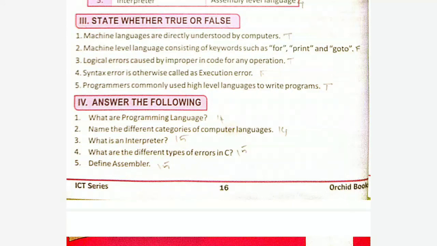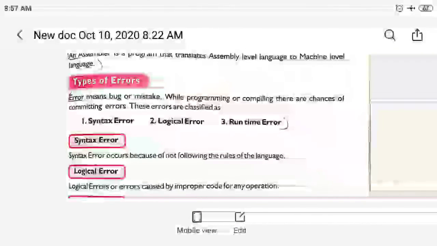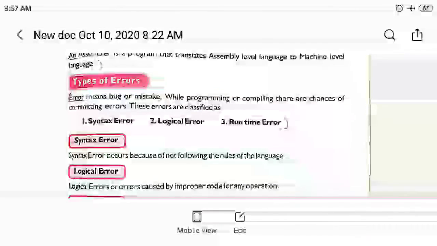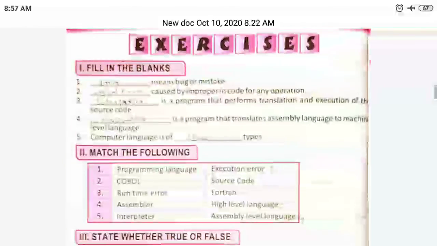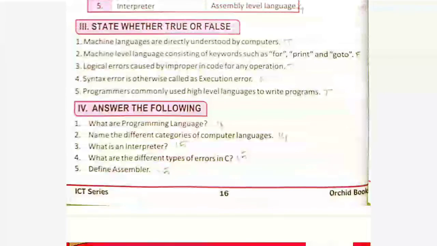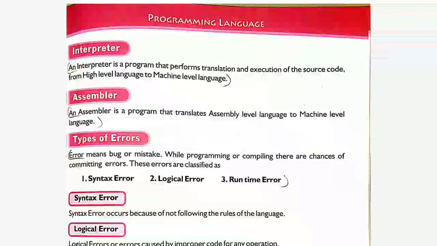Sorry. What are the different types of errors? The same page number 15. Types of errors. Error means bug, from there to runtime error. It is runtime error up to that. Next is define assembler. Page number 15. An assembler is a program that translates from there to machine level language.